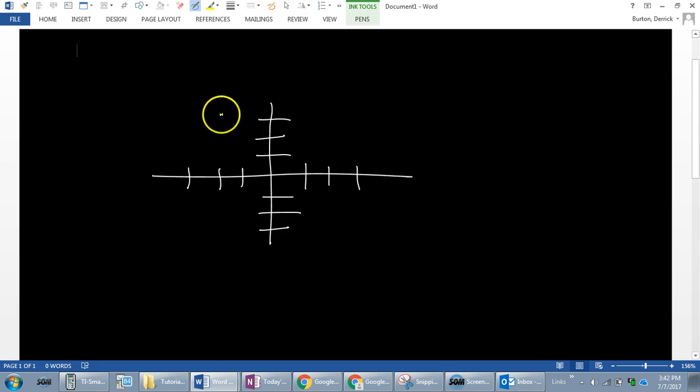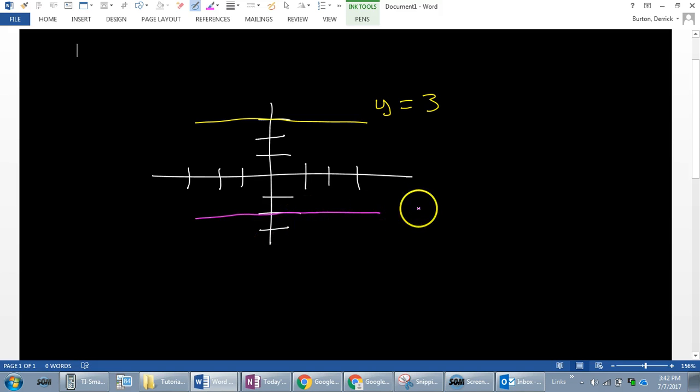If I have a horizontal line like this, a horizontal line is always going to have the equation of y equals a number. Now, you see how this line is at a height of 3? So this would be the line y equals 3. Now say if I had a horizontal line down here, like this. It's horizontal, so again it's going to be y equals a number. What do you think it's going to be? Negative 2. Okay, so that's how horizontal lines work.